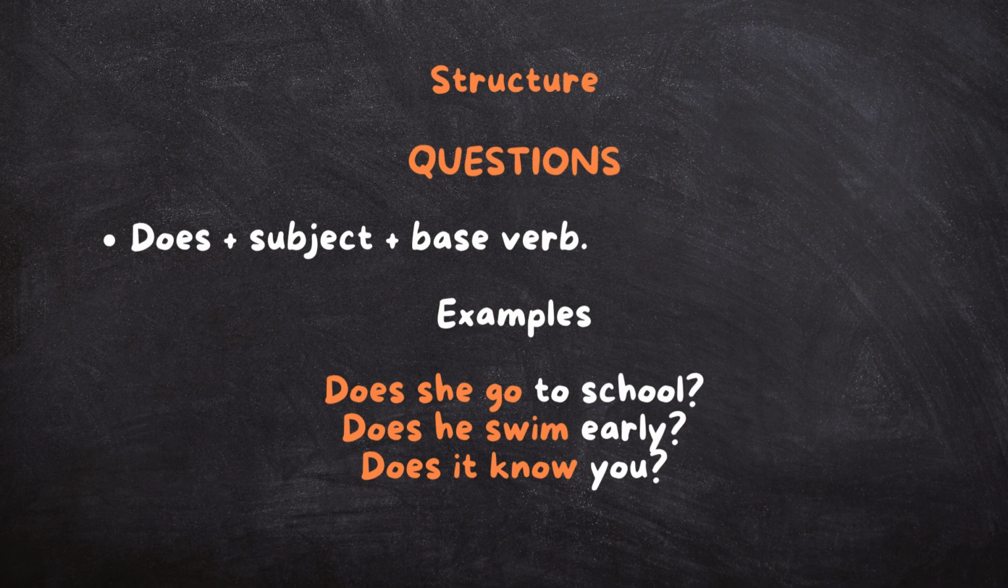Example, does she go to school? The verb in this example is go. We are not doing anything to it, adding no es, even though it ends with a vowel. Instead, we have our subject she, and then the sentence beginning with does, so that it becomes what? A question. So, does she go to school? Does he swim early? Does it know you?